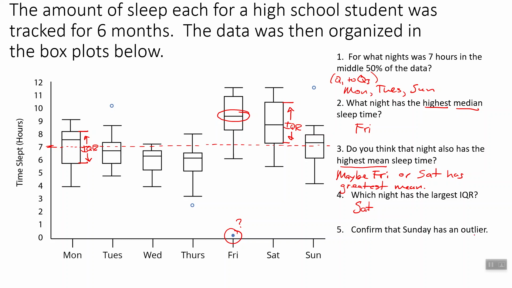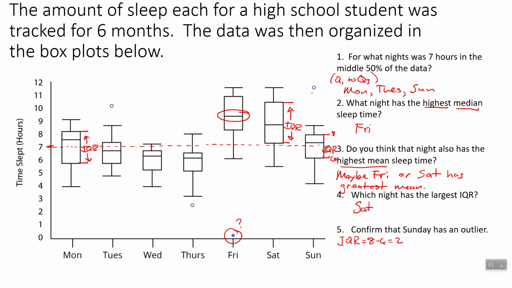Confirm that Sunday has an outlier. All right, so here's Sunday. First, we need to find what is Sunday's IQR. This looks like it's maybe 8. This looks like it's maybe 6. Again, I'm just estimating. So that means the IQR for Sunday is roughly 8 minus 6, or 2. If we want to say it's 2.5 or something a little bit bigger, that's fine. We can do that, because we're not sure based on the graph here.